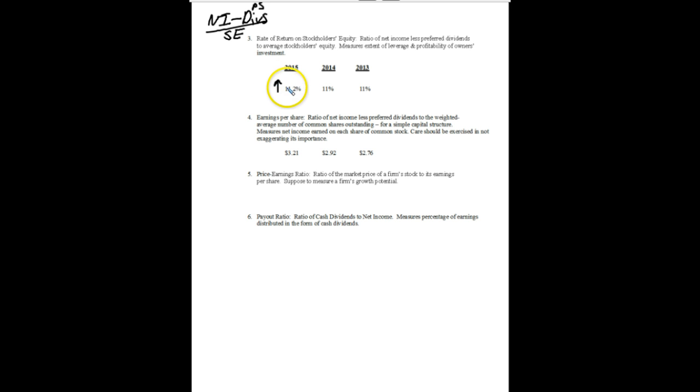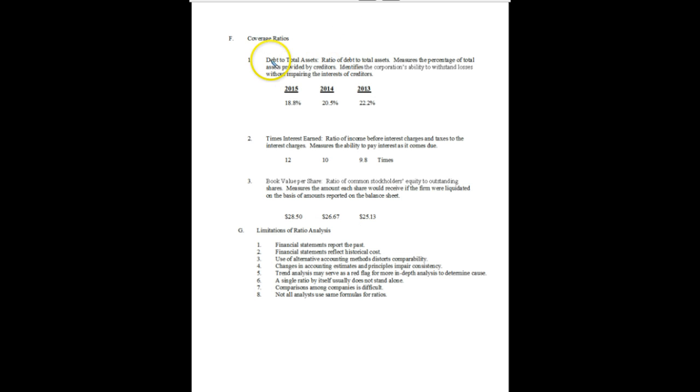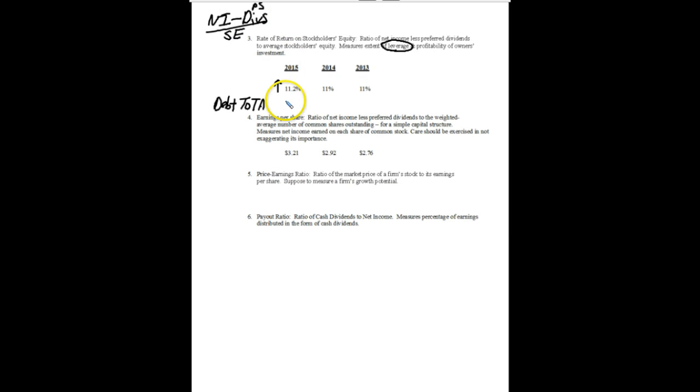And so we want to wonder, well, why is it going up? There are a couple of things that influence this ratio. One is the extent of financial leverage. Financial leverage looks at what percentage of the assets are financed with debt. So I'm going to look at debt to total assets. Now we have that ratio, it's on the next page. Debt to total assets: 18.8%, 20.5%, and 22.2%.